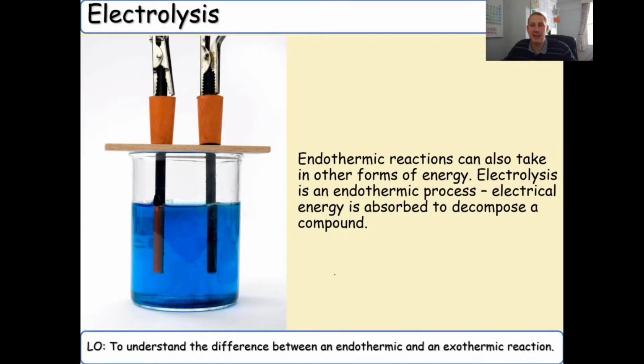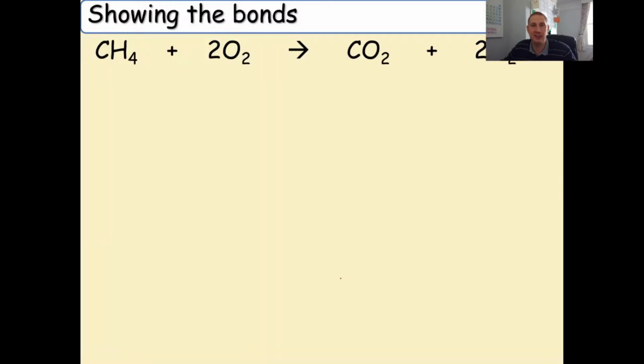Electrolysis, again, an example of an endothermic reaction. It doesn't go by itself, you need to constantly supply the current. Why is that? Well, the products have more energy, more chemical energy, more enthalpy than the reactants. So it is taking in electrical energy.